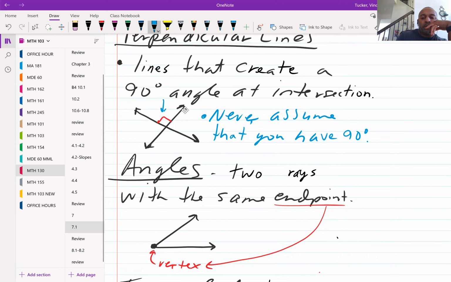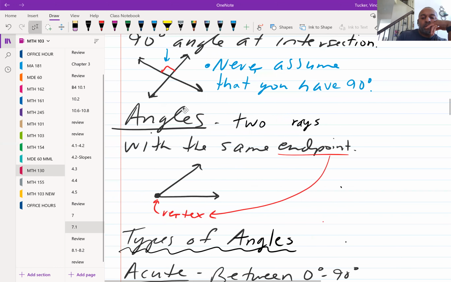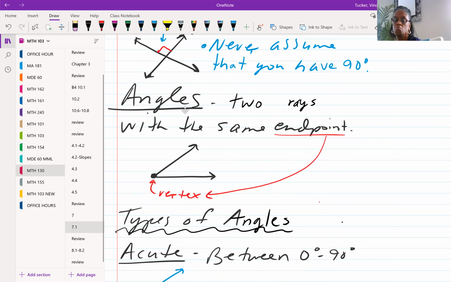Let's scroll up. Everybody done with perpendicular lines? Why is it called a vertex? I don't know, but what is this point right here where the lines intersect, where they meet? That point right there where they meet is called the vertex, the vertex of your angle.